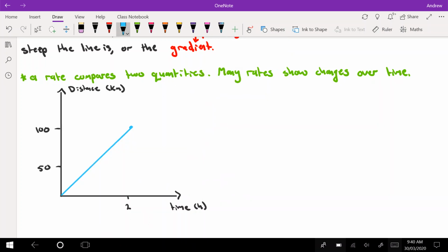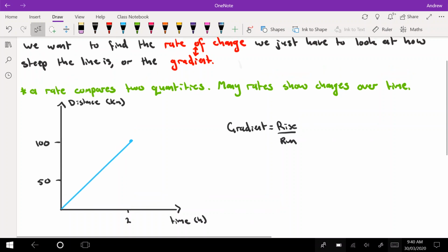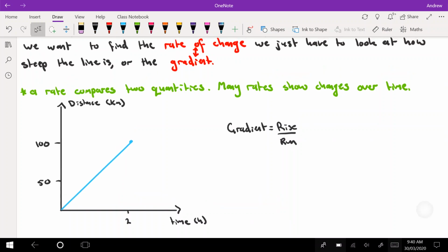Now if I want to try and find the gradient of this line, let's remember that the gradient is always going to be equal to rise over run. But we also just said that the gradient and the rate of change is the exact same thing. So this is also equal to the rate. So the gradient is equal to the rate, which is equal to rise over run.